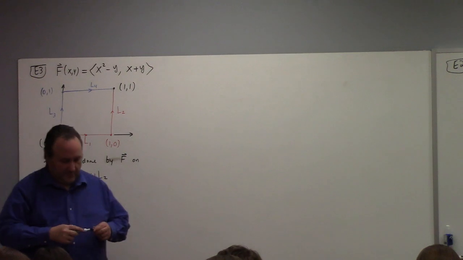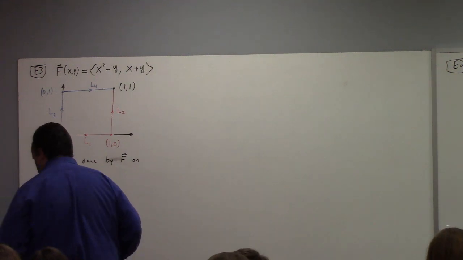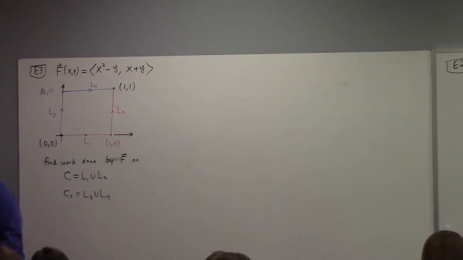This curve 1 and this curve 2 are examples of what are called coterminal paths. They have the same starting and the same ending points, right? The same initial point and the same terminal point. These are coterminal paths. So what do you think? Is the work done along the red curve going to be the same as the work done along the blue curve? What do you guys think? Yeah, maybe. Let's find out.